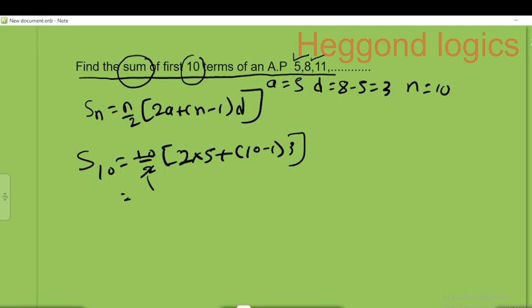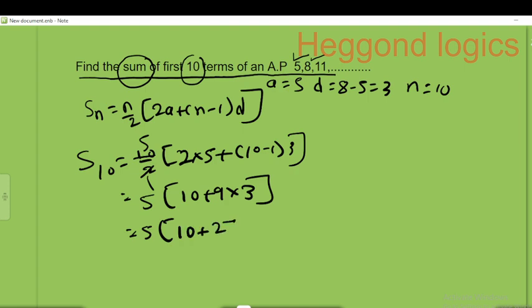2 ones are 2, 5s are 5, right as it is. 2 into 5 is 10, 10 plus 10 minus 1 is 9, 9 into 3. Then 5 right as it is. 10 plus 9 into 3 is 27. Then 5 right as it is. 10 plus 27 is 37.